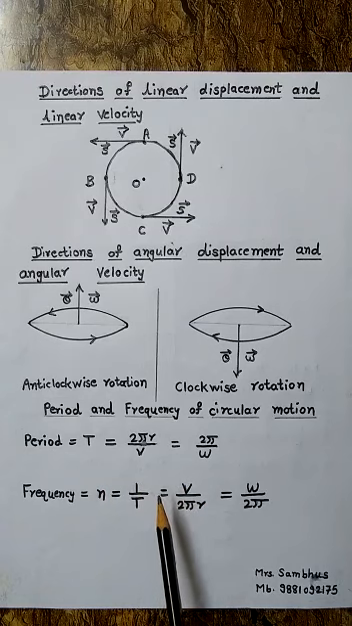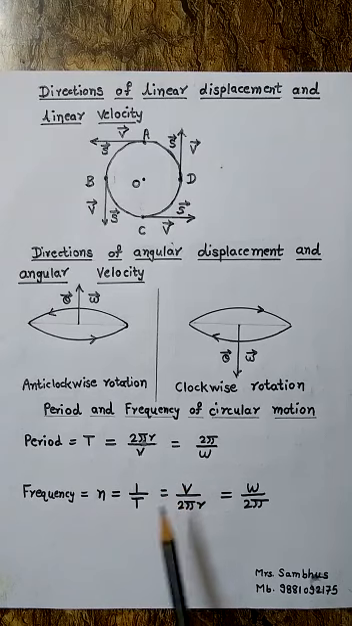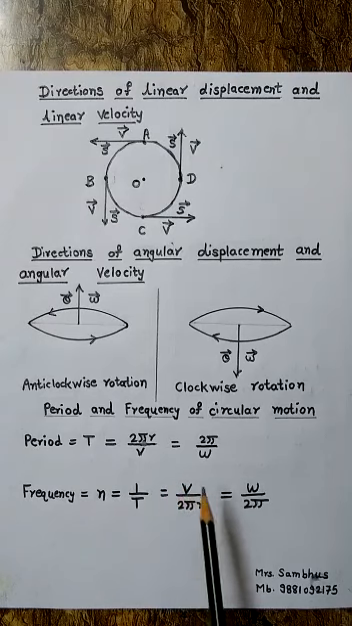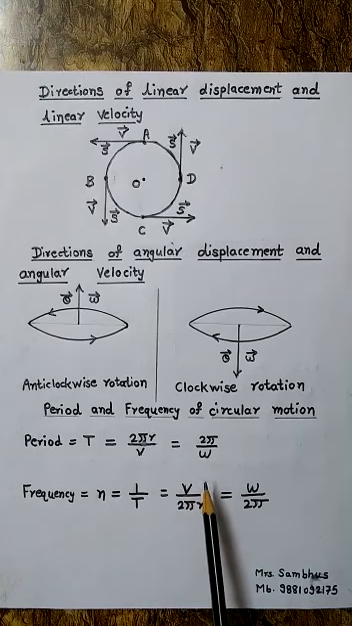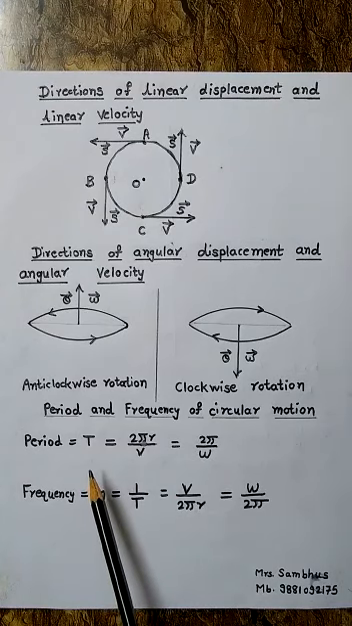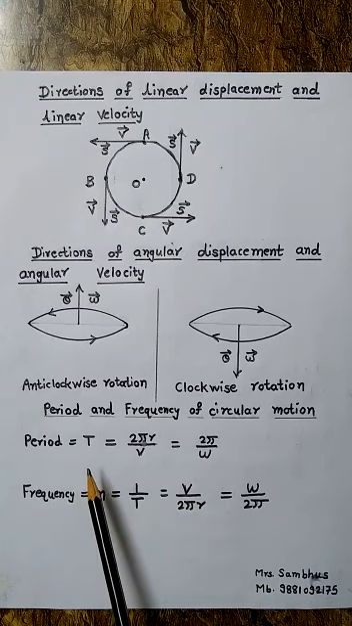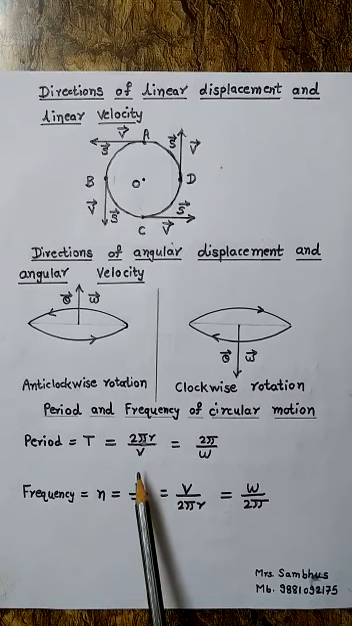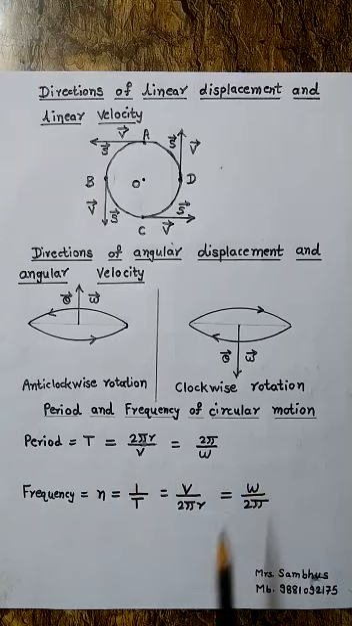Also, when the particle completes one revolution, it covers angular displacement equal to 2 pi, and the angular velocity with which it covers that displacement is omega. Therefore again T is equal to 2 pi upon omega. Therefore the expressions for period are T is equal to 2 pi r upon v, which is equal to 2 pi upon omega. The unit for period is second.